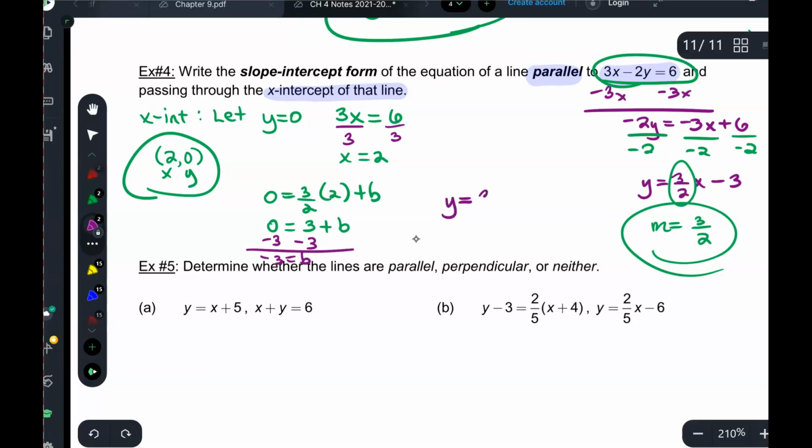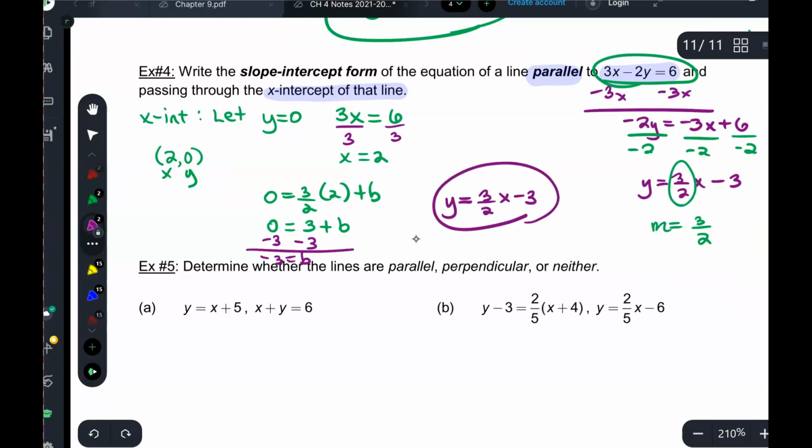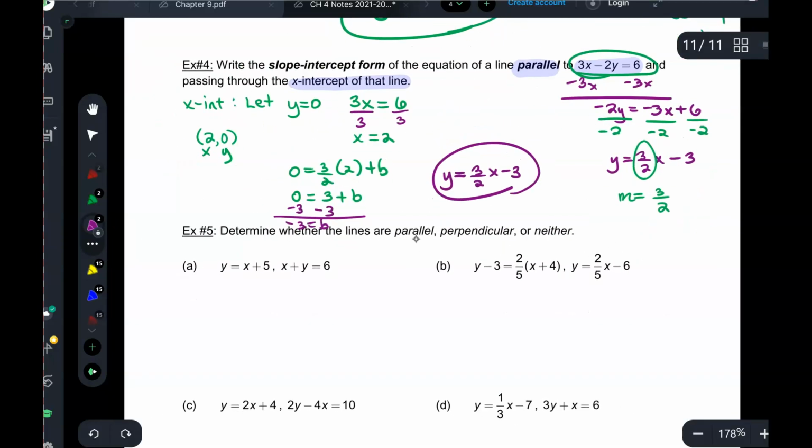Okay, so I'm gonna put it all together, 3/2 x minus 3, so that's the final answer. So it had a whole process here. We had to find the slope, we had to find the x-intercept, and then we had to find the value of b. So that's why I mentioned it would be more like a bonus question on the test. I wouldn't have this as an average problem.